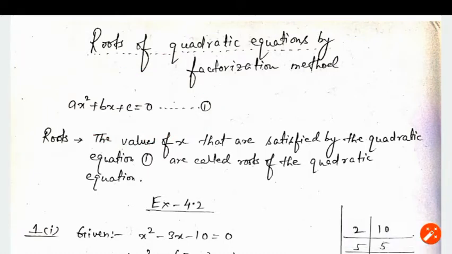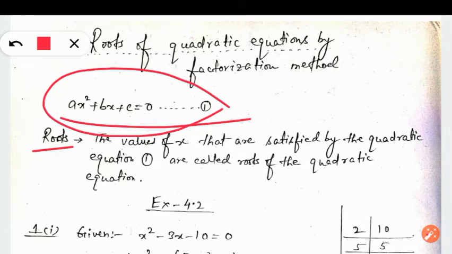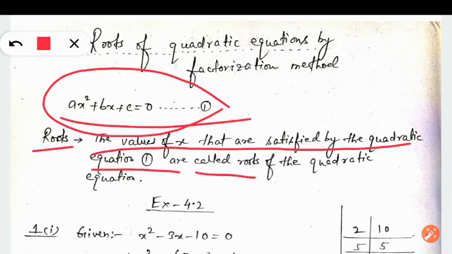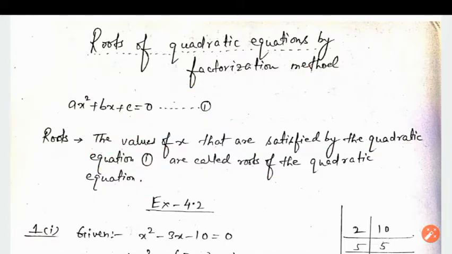Now I have taken one general form of quadratic equation, ax square plus bx plus c. What do you mean by roots of quadratic equation? The values of x that satisfy the quadratic equation are called roots of the quadratic equation. So if we find the values of x from this equation, those values of x are known as roots of the quadratic equation. I think we have understood what roots of a quadratic equation are.